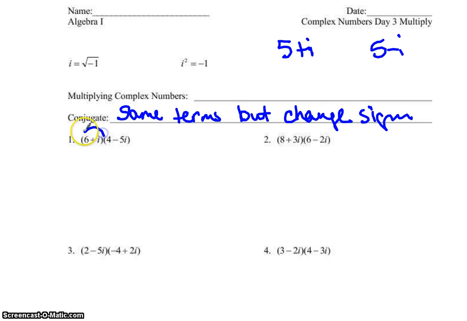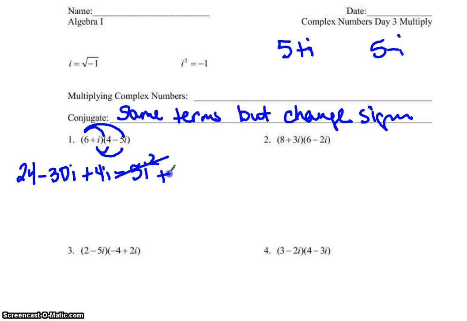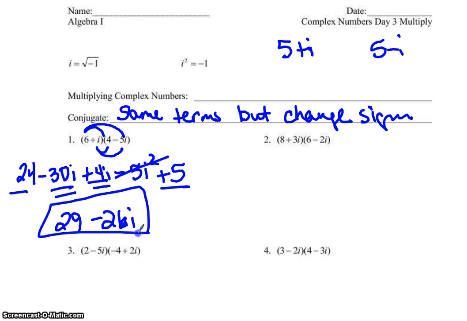You're going to distribute your 6, and so 6 times 4 is 24. 6 times -5i is minus 30i. Then you're going to distribute your i. i times 4 is plus 4i, and i times -5i is minus 5i squared. Remember that minus 5i squared actually becomes plus 5. So now combine your like terms. 24 plus 5 is 29, and negative 30i plus 4i is minus 26i. This is your answer.